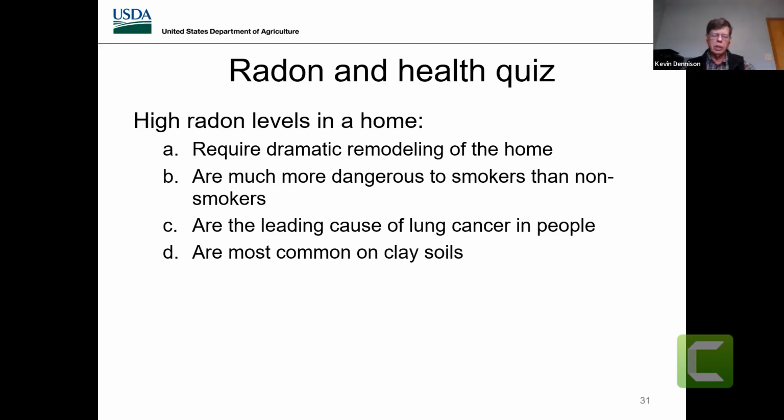So it doesn't really require dramatic remodeling of the home. Our house, when we lived up in the mountains southwest of Denver, an hour or so, it was like $1,000 to do the whole house. It is much more dangerous to smokers than non-smokers, and so that's the correct answer. It's not the leading cause of lung cancer in people, that's smoking. And it's actually most common in soils that have a lot of granite content. So if you go up in the mountains of Colorado, sometimes you'll have a lot of radon in homes, but it's an issue nationwide.